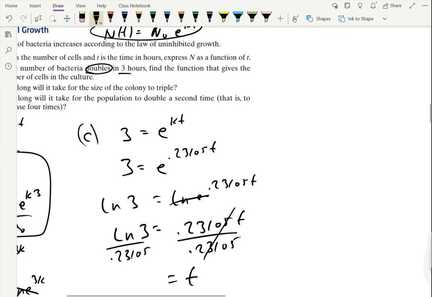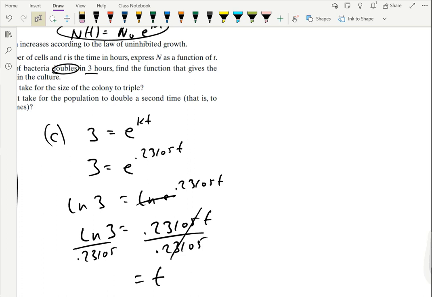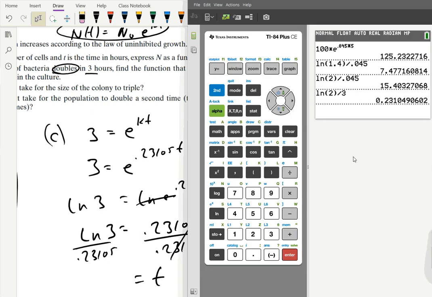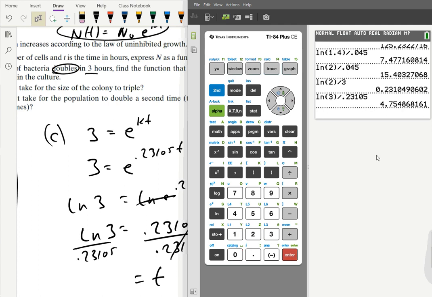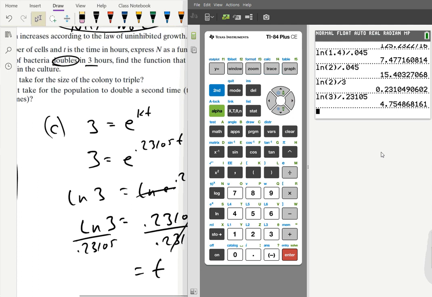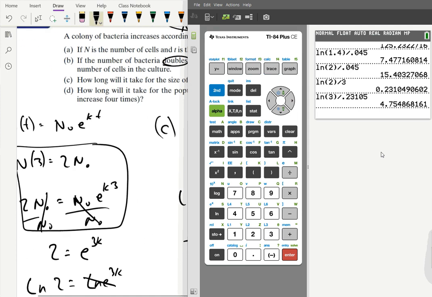Again, this is going to be something that we do in the calculator. So see, now instead of natural log of 2, we've got natural log of 3. And then we're going to divide by 0.23105. So about 4 3/4 is going to be your time. And this is hours. So about 4.75 hours is going to be the time it takes to triple.